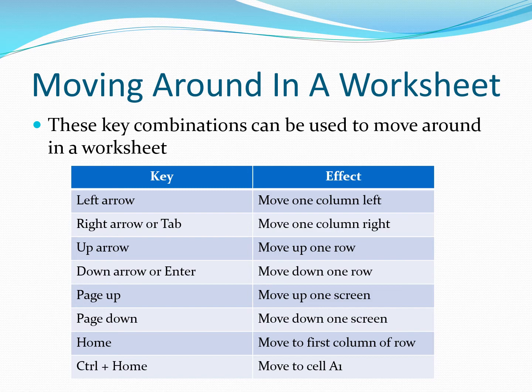Moving around in a worksheet. These key combinations can be used to move around in a worksheet. So you can use arrow keys on your keyboard to move, left arrow key, right, down and up arrow keys, and you can use page down and page up keys to move the whole screen up and down. You can use home key to move to first column of row, and you can press Ctrl and home key together to move to cell A1, means the first cell of your worksheet.